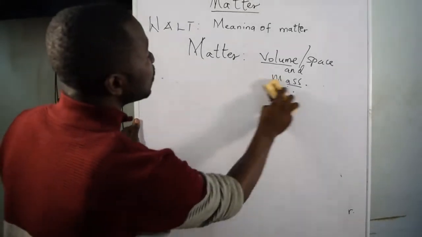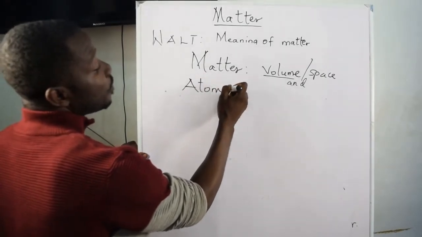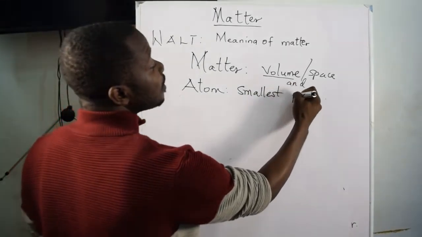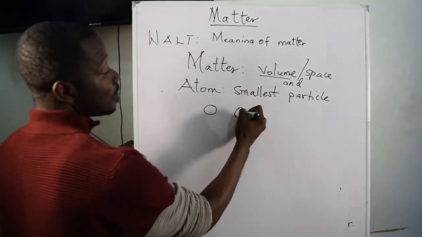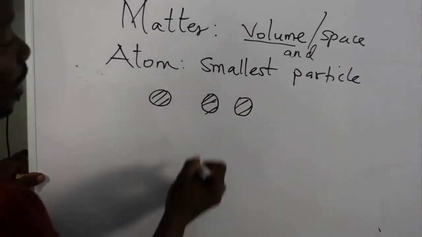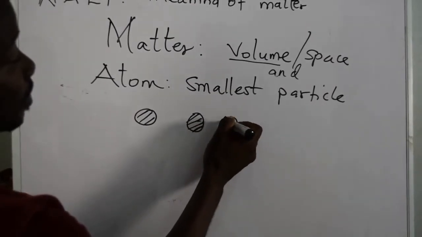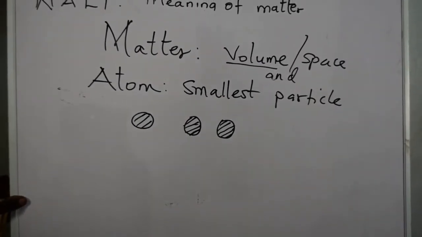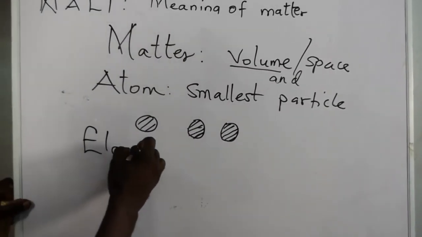Since we've realized what an atom is, we can move on. We've concluded that atom is the smallest particle. So if I tell you these are atoms, these are atoms. Each one is an atom. These are all atoms. I can tell you that these are atoms. Now, what we need to do is, can we look at what an element is?